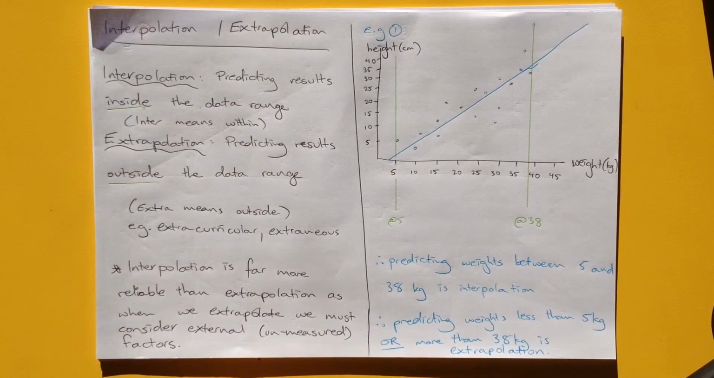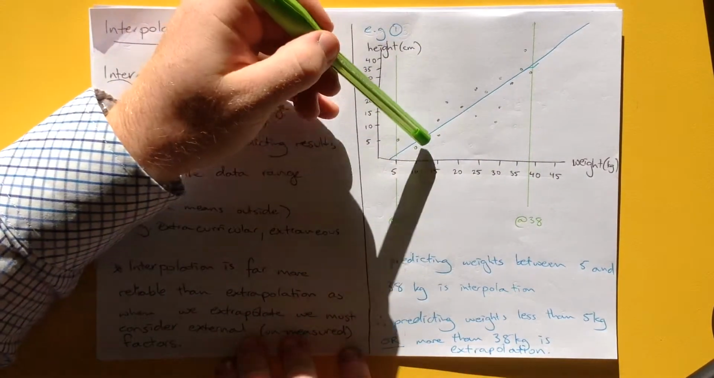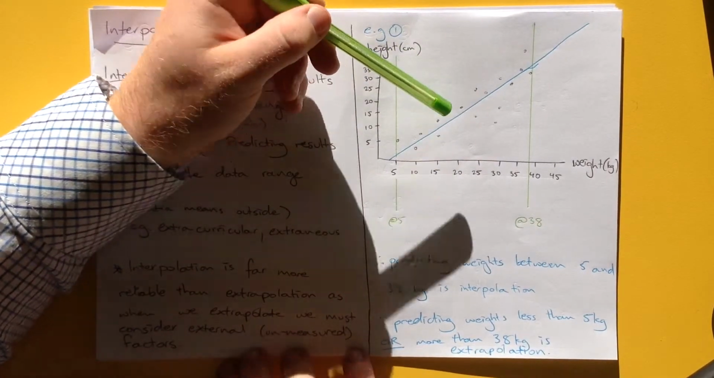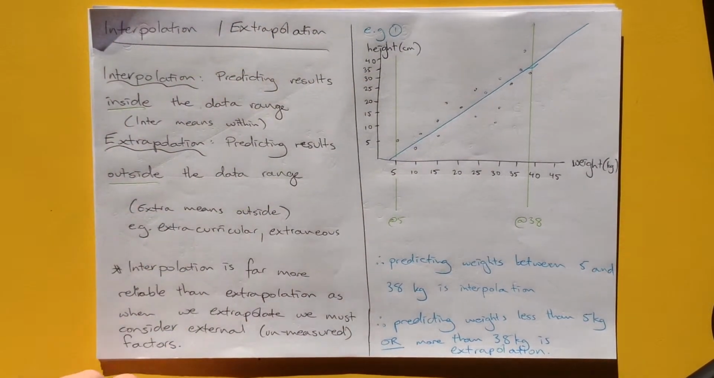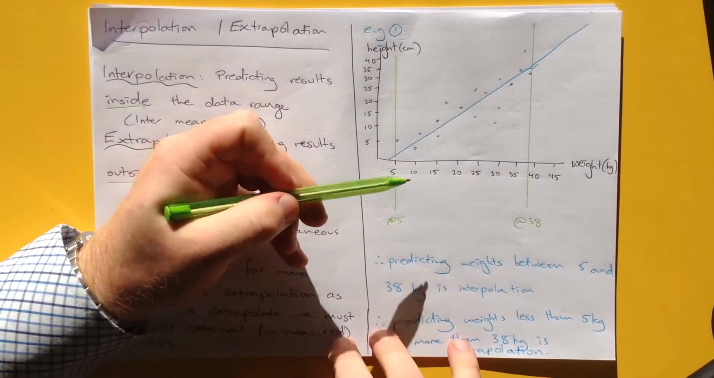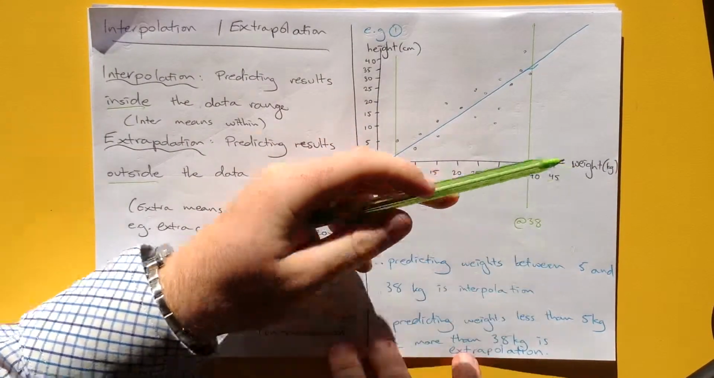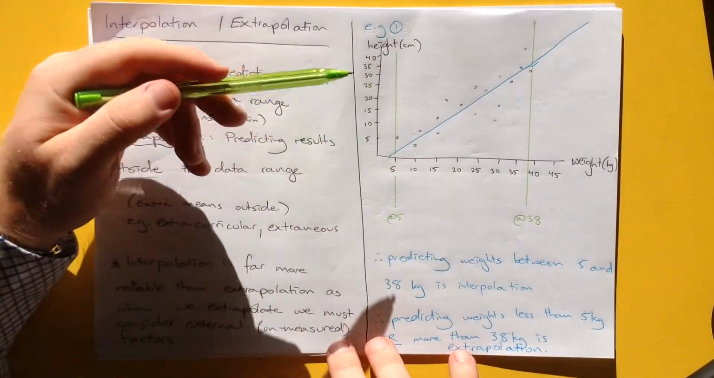So here's our example. If I'm interpolating, I'm finding data within these two lines that I drew. Here's my scatter plot. My blue line is my least squares regression line. It might even be my 3 median line, but let's assume it's a least squares regression line. Anywhere between, say, 5, which I've written here, and 38, so someone with a weight between 5 and 38 kilograms, that's interpolating.